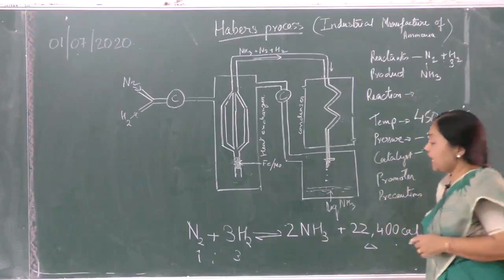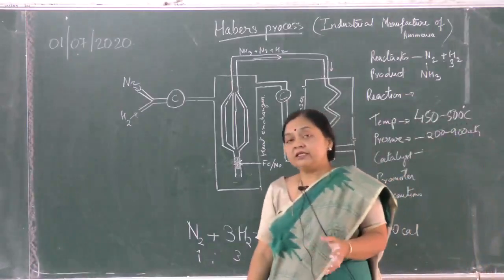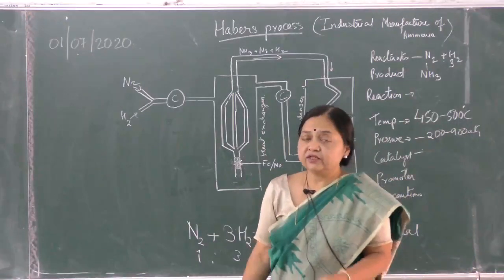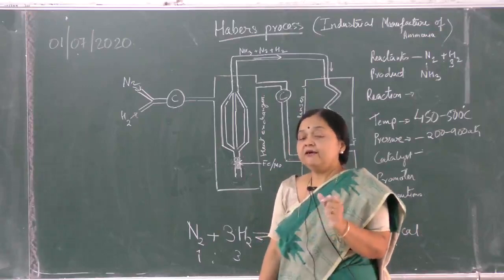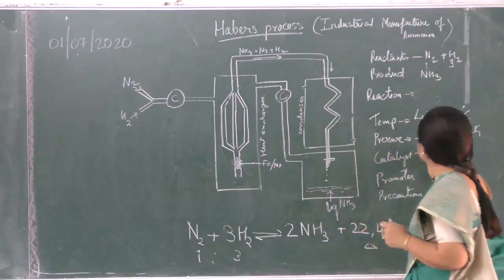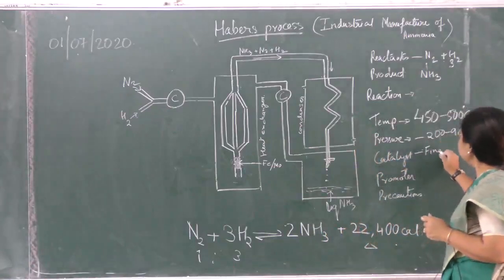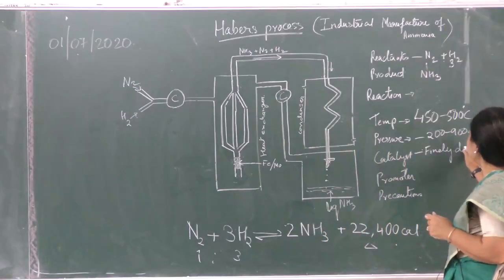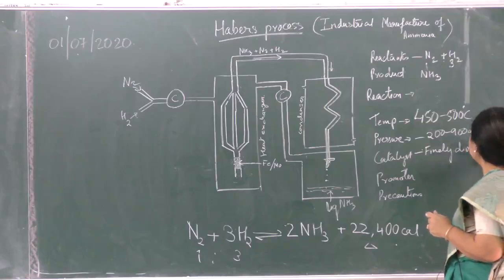Catalyst is used as iron filings. In many books you will see other things like Fe2O3 etc. written. I would prefer you write Fe filings, finely divided iron, finely divided small pieces of Fe.